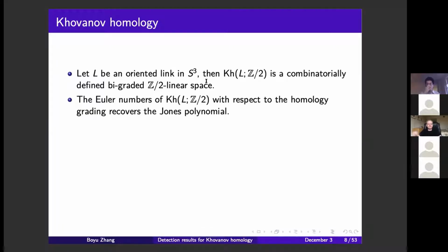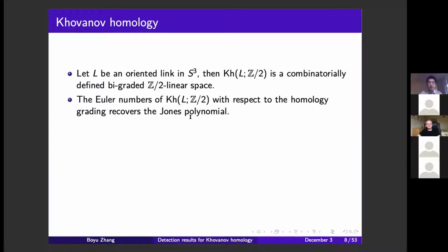So the Khovanov homology can be thought of as a categorification of the Jones polynomial in the sense that if we compute the Euler numbers of the Khovanov homology with one of the gradings, which is called the homology grading, then we get a sequence of integers, and those integers recover the coefficients of the Jones polynomial.